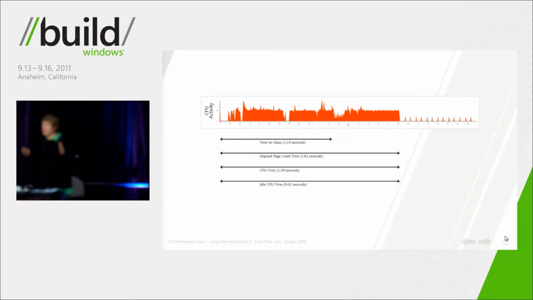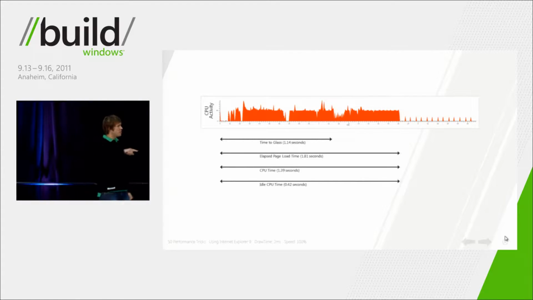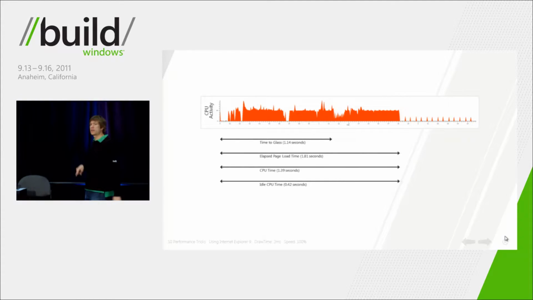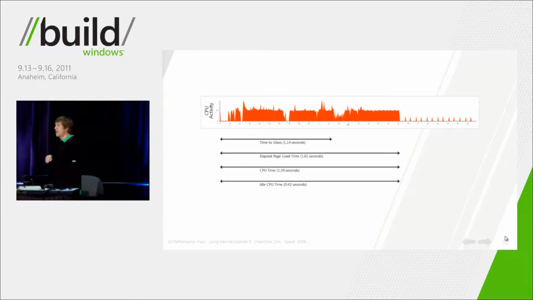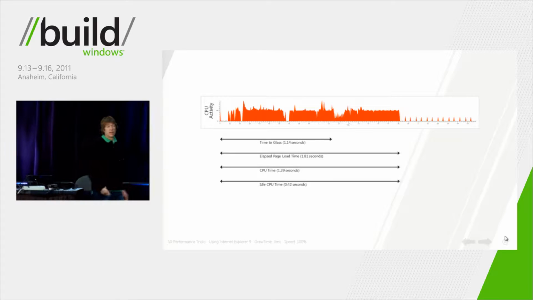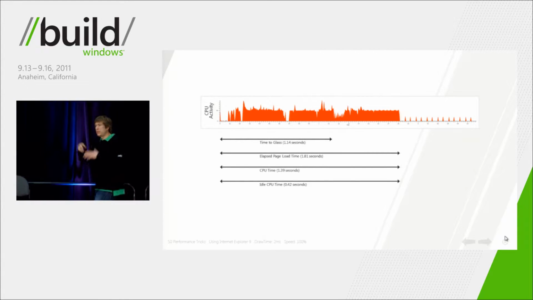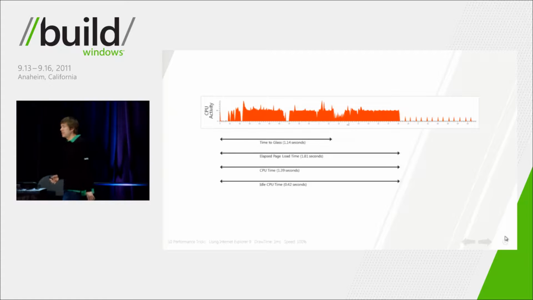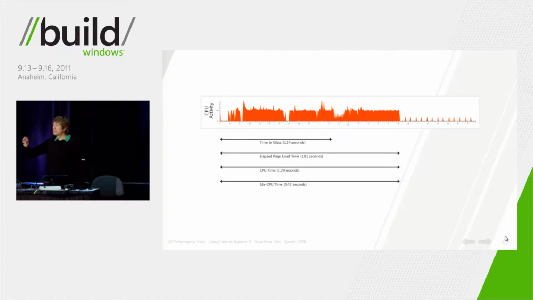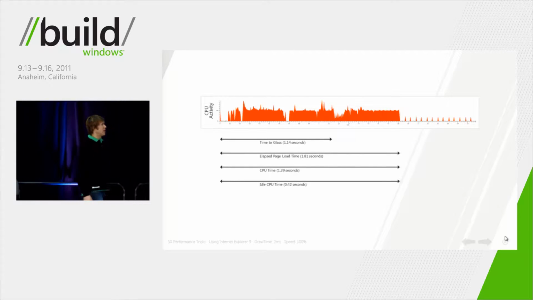Now, within that elapsed page load time, there's 2 key metrics, and these are the third and the fourth here. The third is CPU time. How much during that page load time was the CPU actually busy? And then the fourth is idle CPU time. How much time was the CPU just basically wasted? And so as web developers, as HTML5 developers building this new class of Metro-style application, our goal is to take these 4 aspects of web performance and push them as far to the left as we can to make our actions instantaneous.